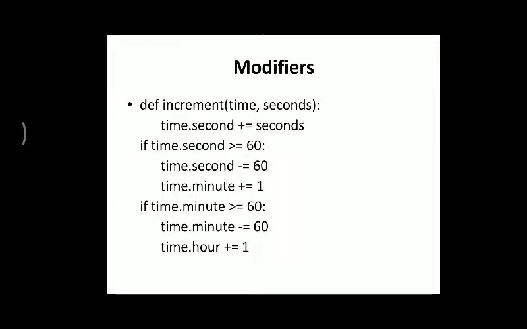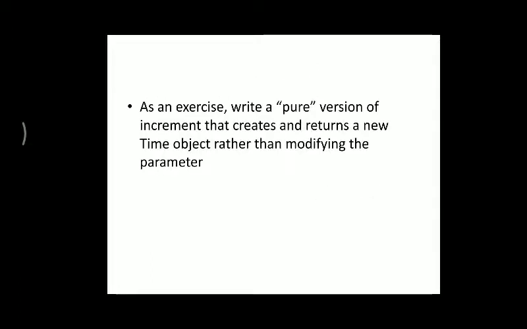If time.second is greater than or equal to 60, then again the same thing. So what we are doing here is modifying the object itself, but we are not modifying the arguments which are passed to the increment function. Similarly here we have to modify both second as well as minute based on the conditions. As an exercise, write a pure version of increment that creates and returns a new time object rather than modifying a parameter.